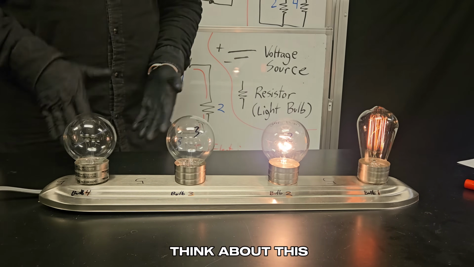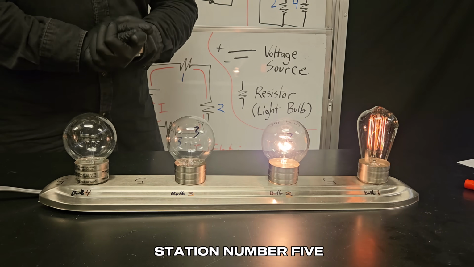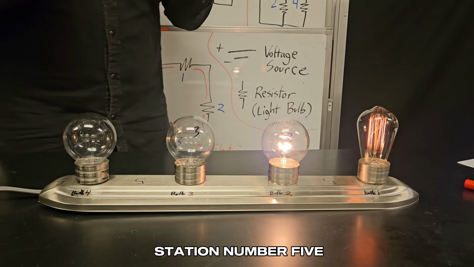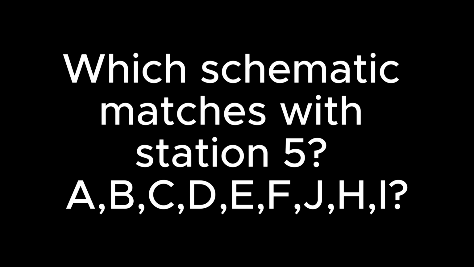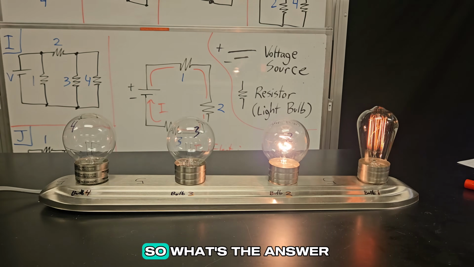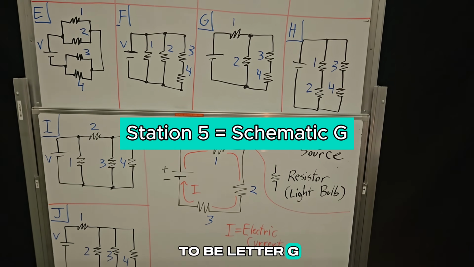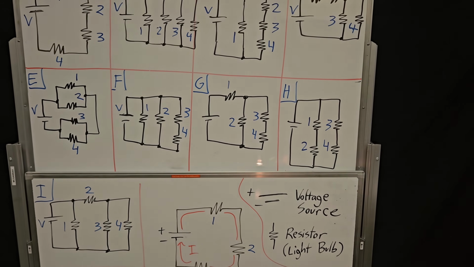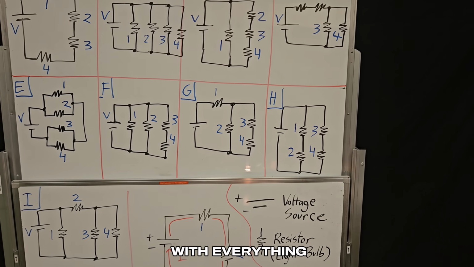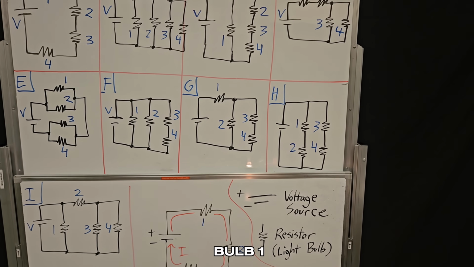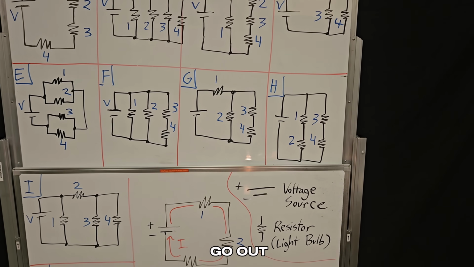So take a moment to think about this and see if you can decide which schematic diagram matches station number 5. So what's the answer? It actually turns out to be letter G. So if you look at G, G has 1 bulb that's in series with everything. So when you unscrew bulb 1, it makes sense that all of the others go out.